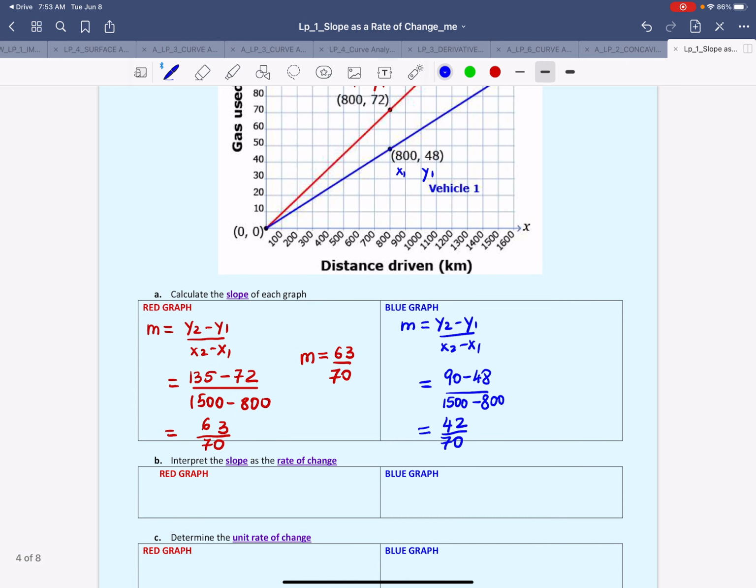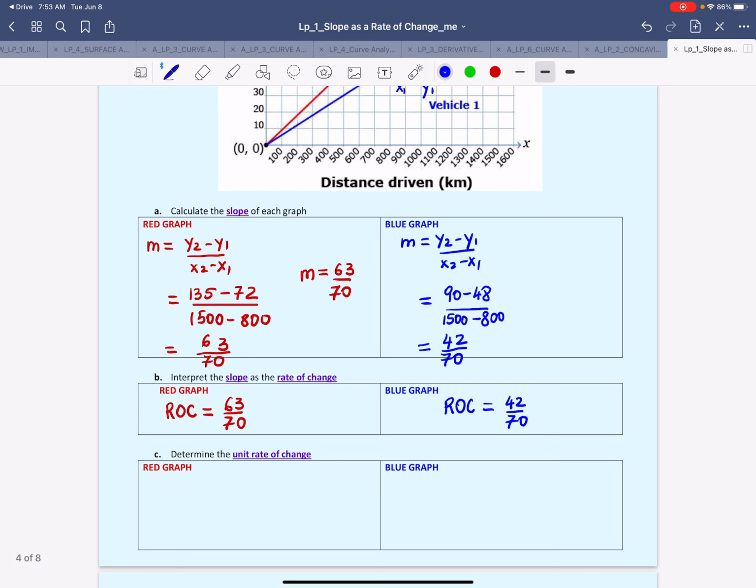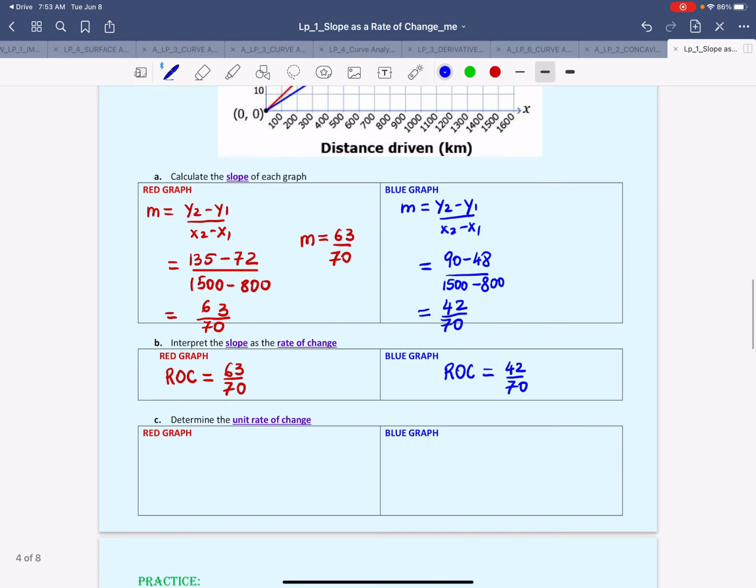Now, in the next question, we have to interpret the slope as a rate of change. So for the red graph, we are going to say that the rate of change equals 63 over 70. It's exactly the same as the slope. For the blue graph, we're going to say again the rate of change is 42 divided by 70. Now the next question is probably the more fun question. We have to find the unit rate of change.